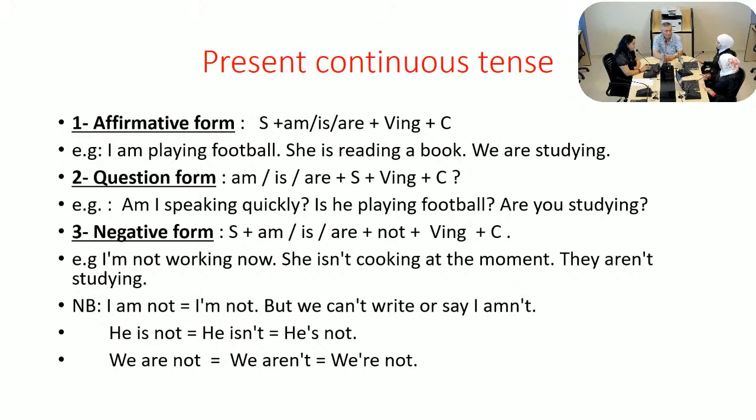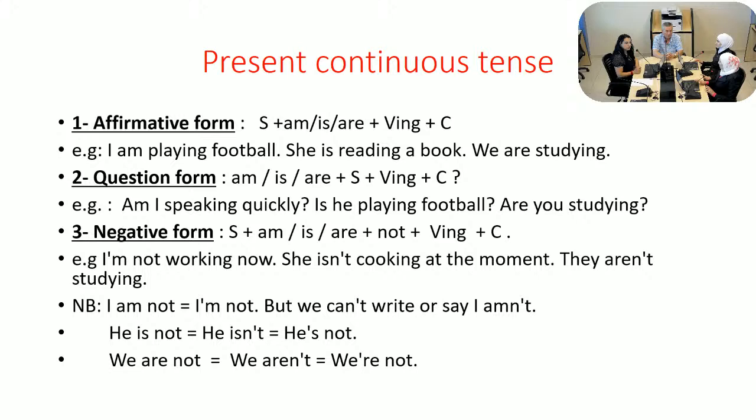In the question, we start with the auxiliary. For example, am I speaking quickly? Is he playing football? Are you studying? We have to pay attention to the subject and the suitable verb to be. In the negative form, we add not to the auxiliary verb, which is the verb to be. For example, I'm not working, so we add not to am. She isn't cooking at the moment. They aren't studying.